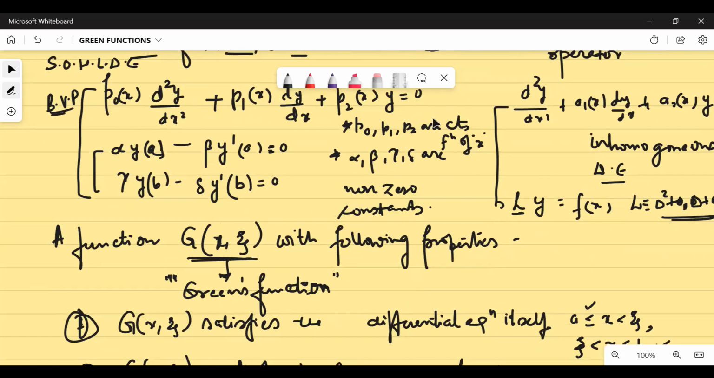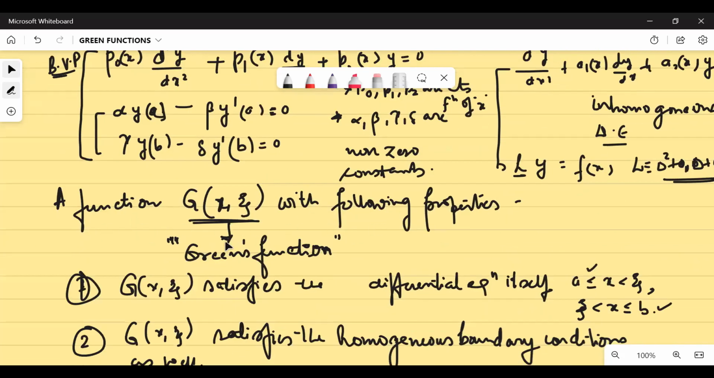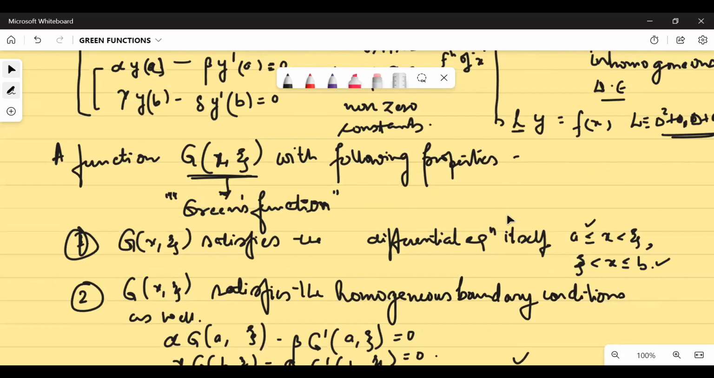This is a homogeneous kind of differential equation, where you do not have any function on the right hand side. Such differential equations are called homogeneous differential equations. P naught d2y upon dx2 plus P1 dy by dx plus P2 y equal to 0 has been given. And the function is called Green's function if it satisfies the following properties.